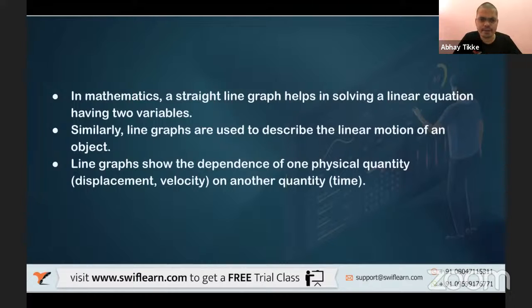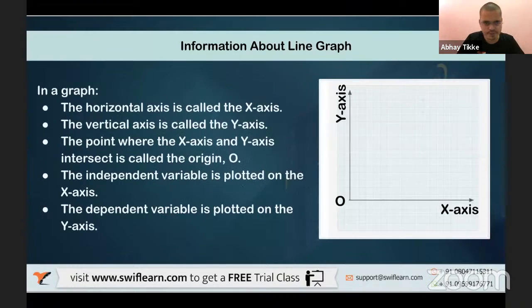And thirdly, line graphs show the dependence of one physical quantity, that is, in this case, we are going to discuss displacement and velocity, on another quantity like, let's say, time. Exactly, right? So various parameters are there which do depend on other parameters, right? Displacement and velocity. किसके ऊपर depend करता है? It does depend on, yes, time. So along one axis we will take time, and along the other axis we will take any of the parameters. Either you take displacement or velocity. That's how we discuss, right?